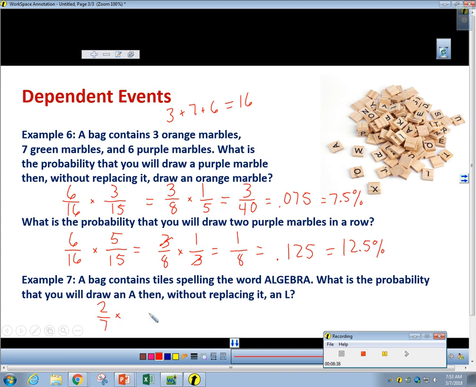I'm not replacing it. So I've taken a letter out, so I only have 6. And I look at, well, how many L's do I have left? Well, I have 1 L. So I have a 1 in 6 chance of then getting an L. Then what I do is multiply my probabilities together. 2 times 1 is 2. 7 times 6 is 42. I can simplify that a little bit because both of these numbers will divide by 2. So that'll be 1 over 21. And I can, again, get a decimal. It's going to be pretty small. It's going to be approximately 0.048 or 4.8%.